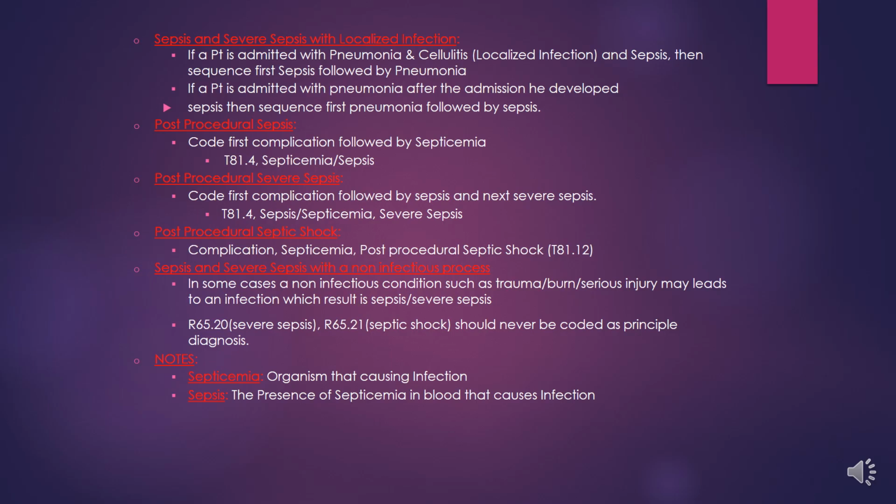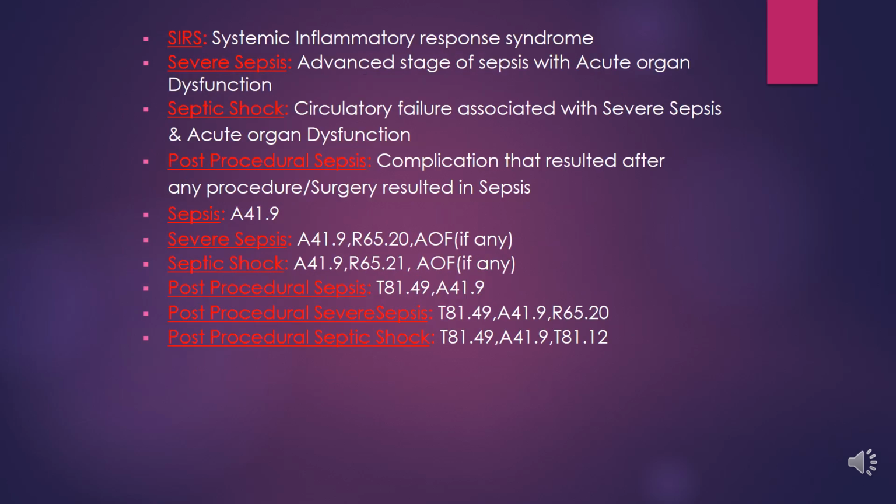Notes: septicemia is the organism causing infection, sepsis. The presence of septicemia in blood causes infection. SIRS: systemic inflammatory response syndrome. Severe sepsis: advanced stage of sepsis with acute organ dysfunction. Septic shock: circulatory failure associated with severe sepsis and acute organ dysfunction. Post-procedural sepsis: complication that resulted after any procedure or surgery resulted in sepsis, A41.9. Severe sepsis A41.9, R65.20. If any septic shock, A41.9, R65.21.